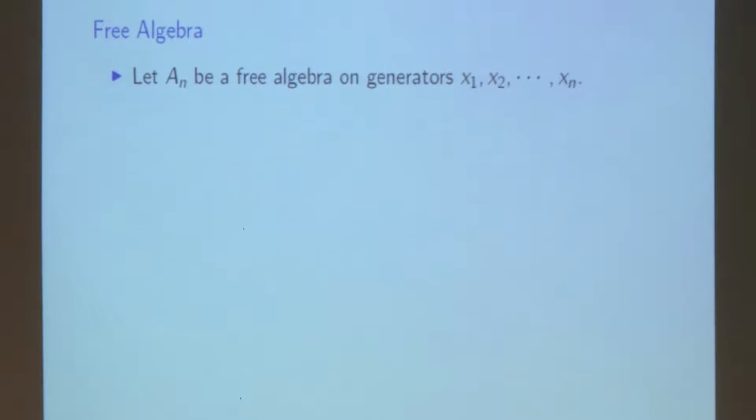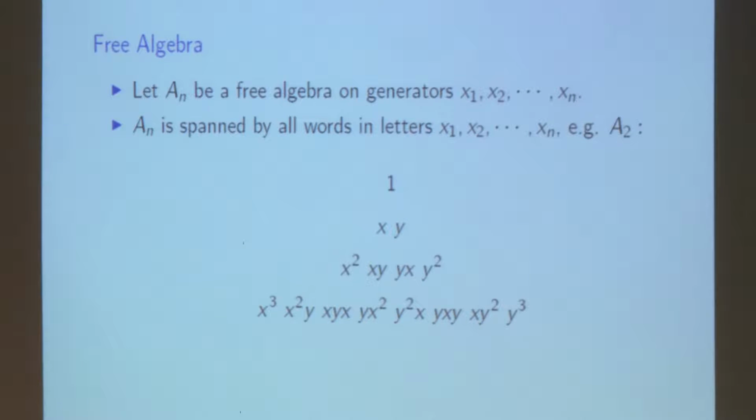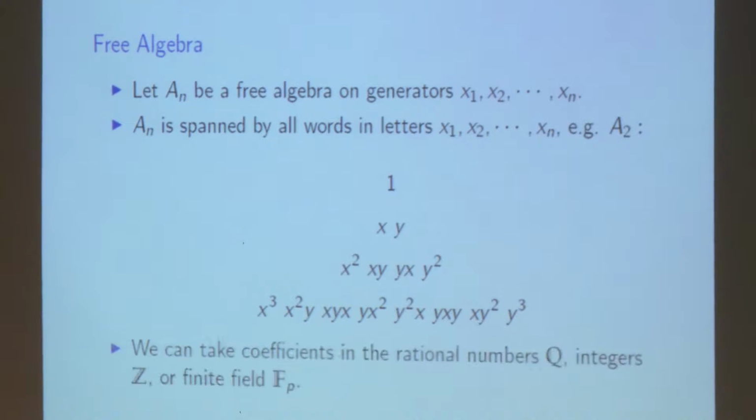If A_n is a free algebra on generators from x1 to xn, A_n is spanned by all words with letters from x1 to xn. For example, if we have A_2, which is a free algebra on two generators x and y, then it will be spanned by all words with letters x and y. The degree 0 part is 1, the first degree is x and y, and the second degree is x squared, xy, yx, y squared, and so on. We can take the coefficients in the rational numbers Q, integers Z, or a finite field.